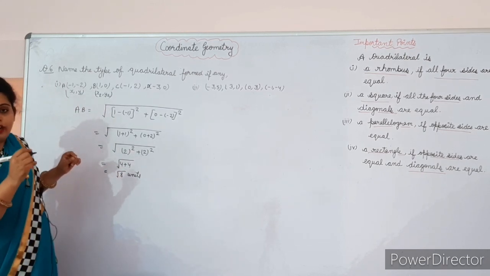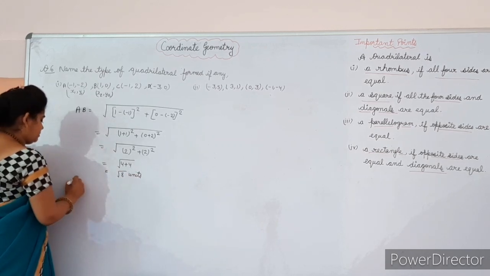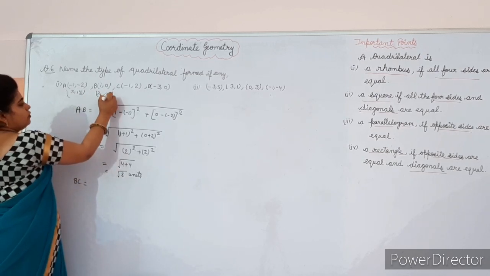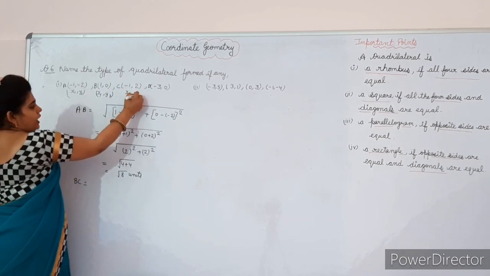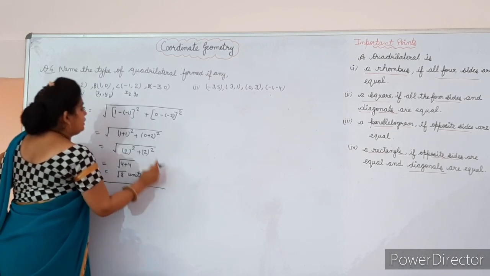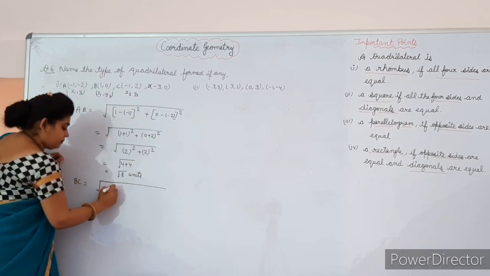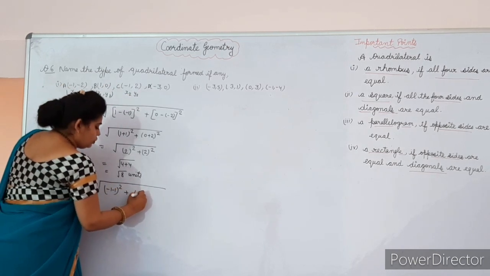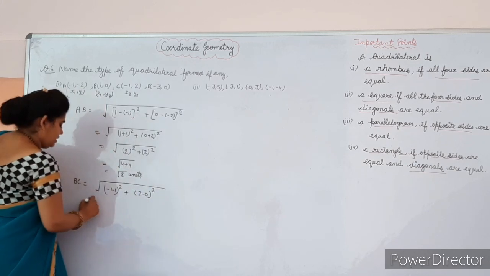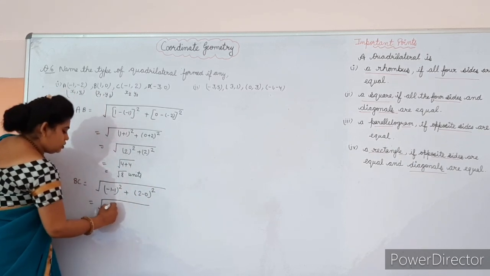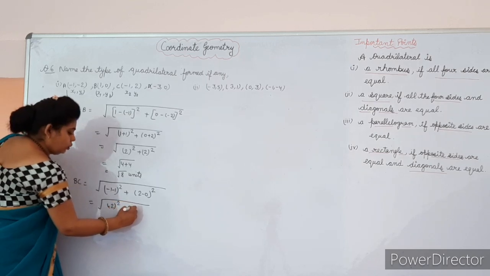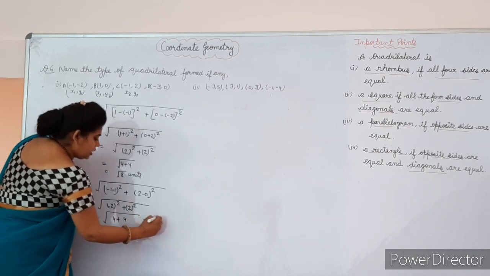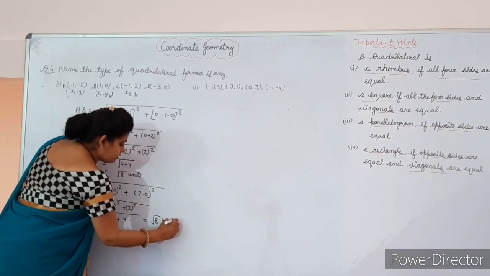After this we will find BC. For BC, let it be x1, y1, x2, y2. Then for BC, how we will calculate? Minus 1 minus 1 whole square plus 2 minus 0 whole square. Then minus 2 whole square plus 2 square means 4 plus 4 and it is equal to root 8 units.